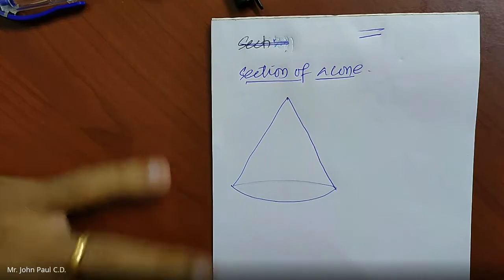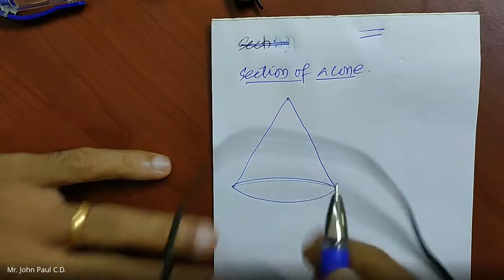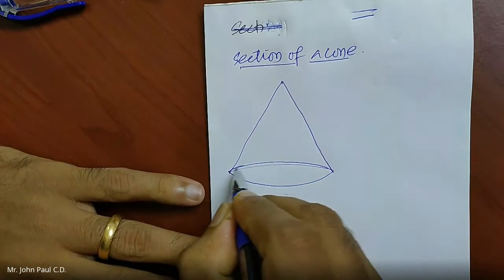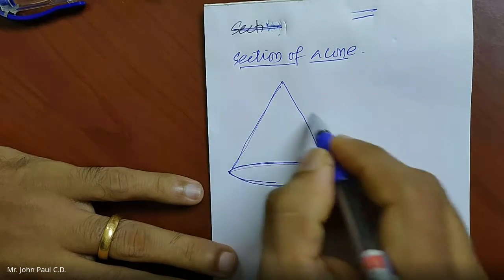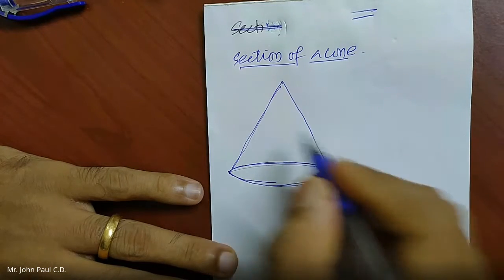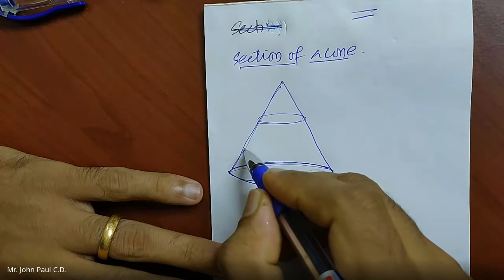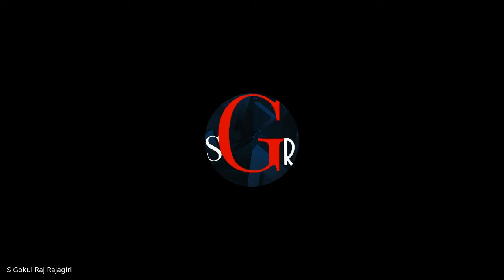Okay, which all shapes can I get from the section of a cone? Has anybody answered? Circle, sir. Of course, you may get a circle if I have a cutting plane which is parallel to the base. Ellipse. Okay, I may get an ellipse if I cut diagonally, like this. And triangle.